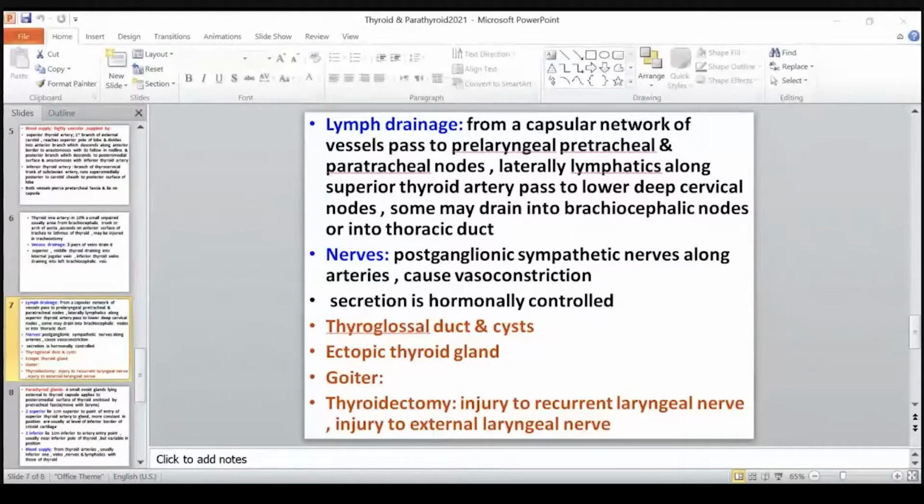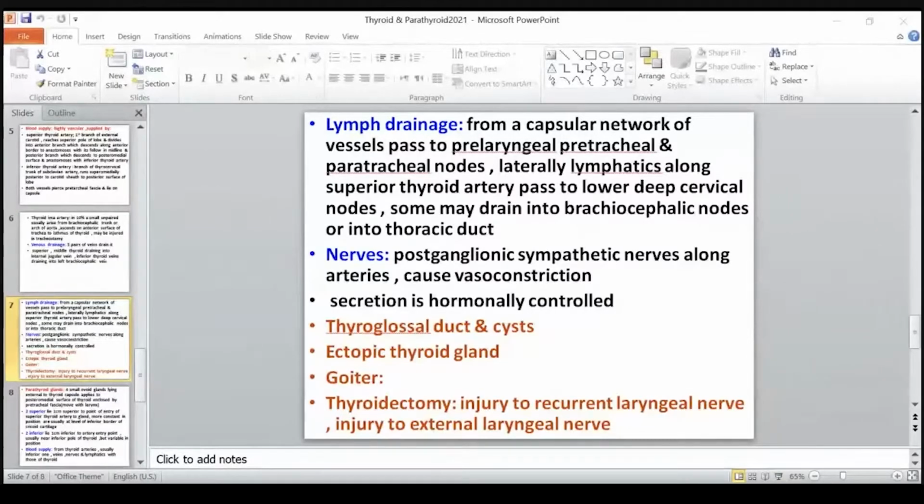Nerve supply: postganglionic sympathetic nerves along the arteries cause vasoconstriction and parasympathetic nerves cause vasodilatation, while the secretion is hormonally controlled by the thyroid stimulating hormone, which is secreted from the pituitary gland.